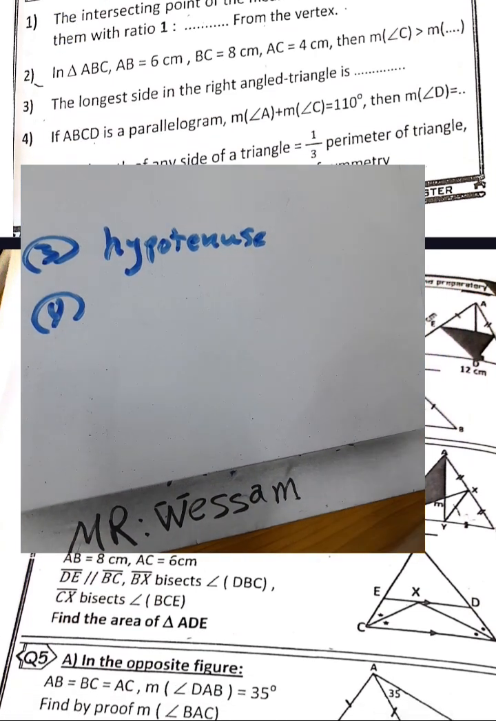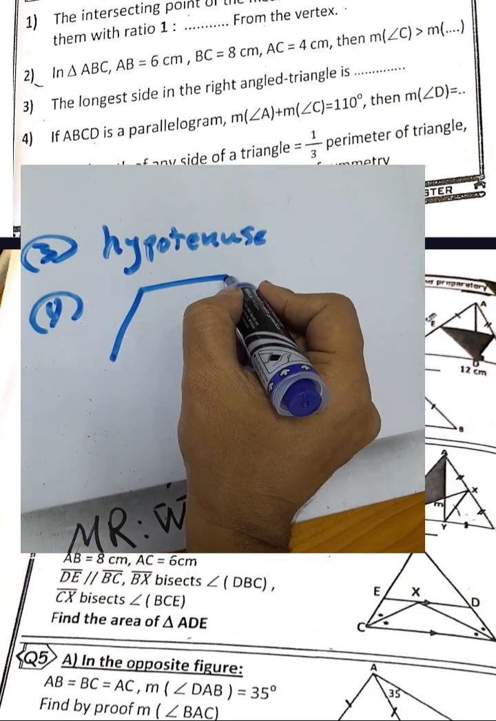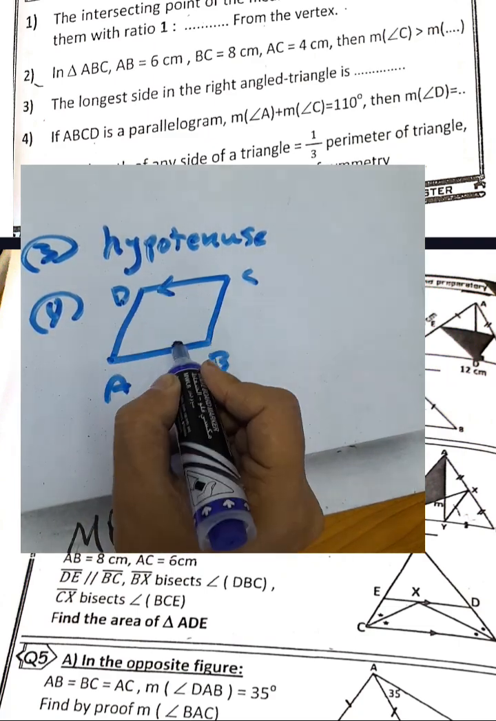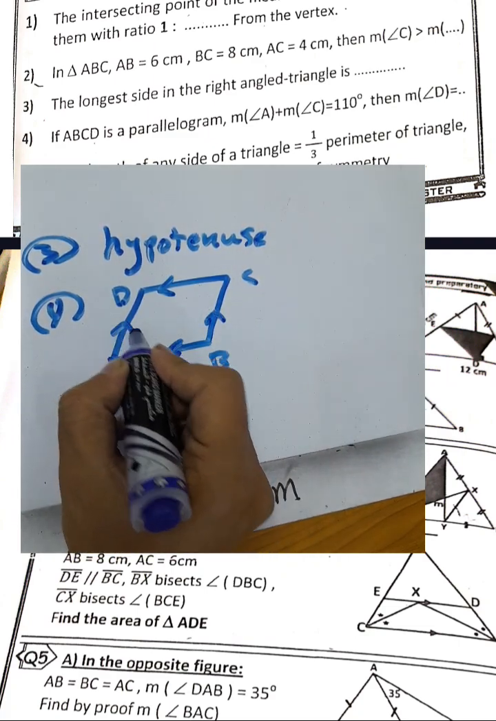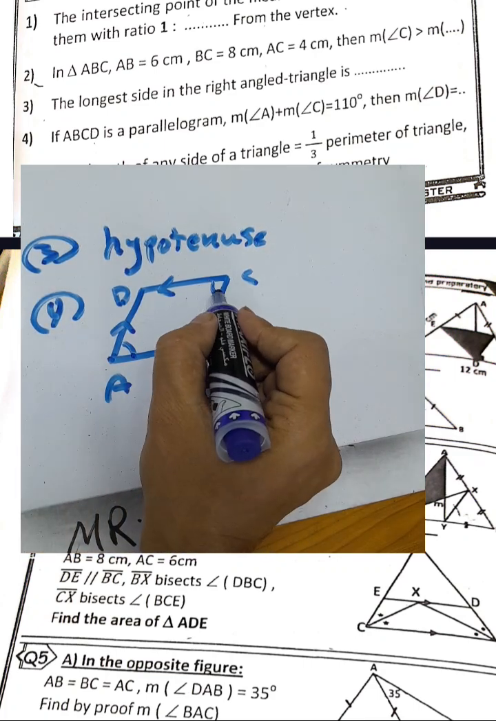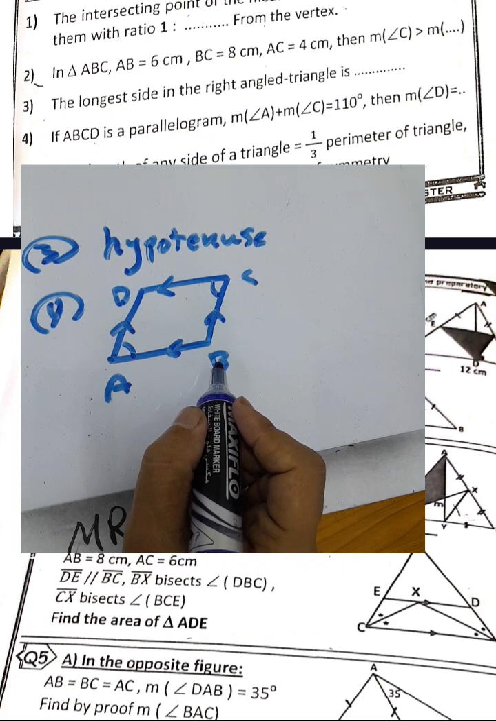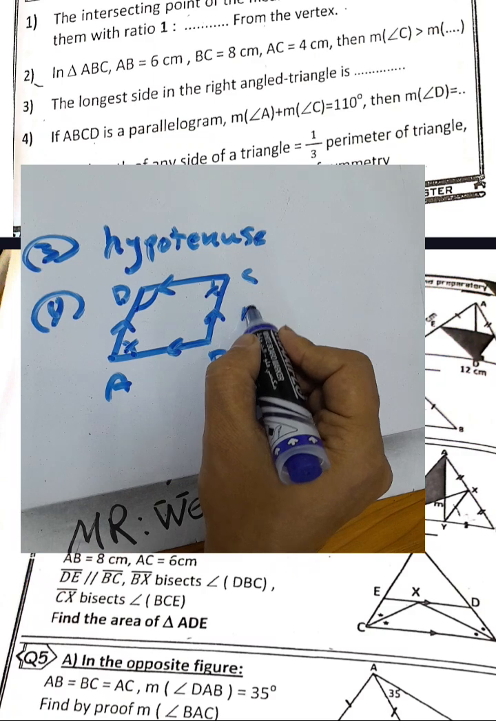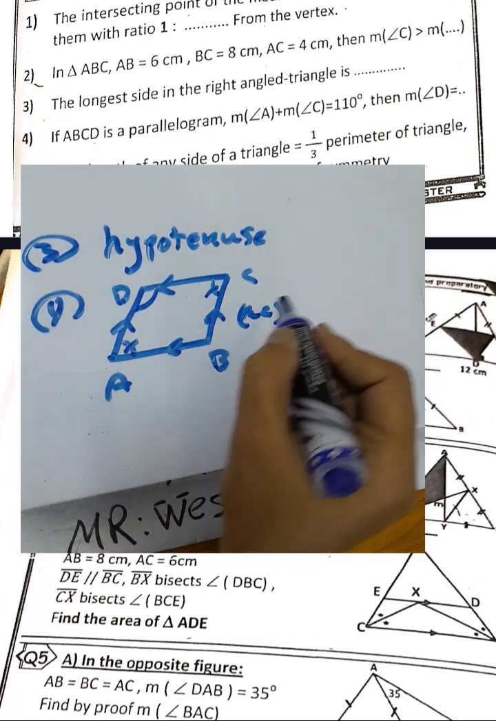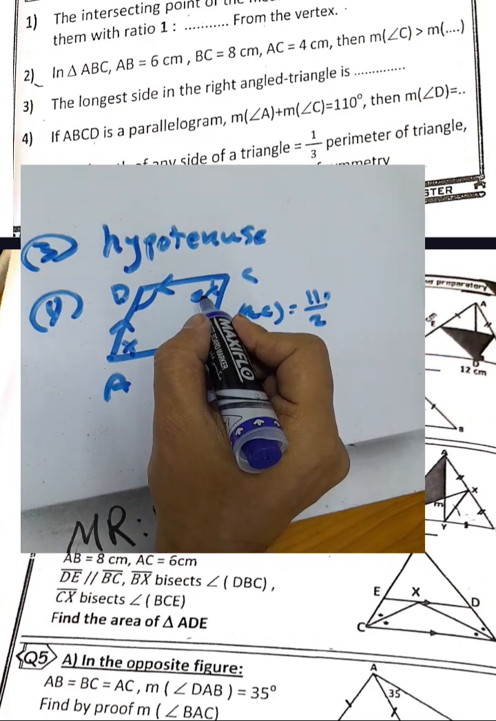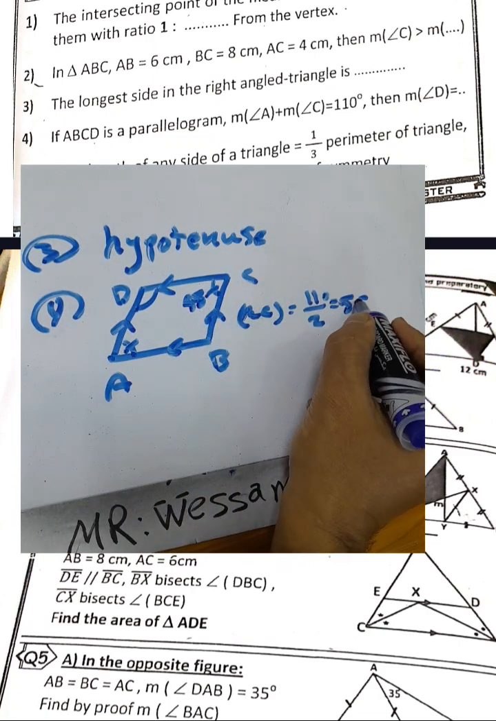Question number 4. If EPCD is a parallelogram, we have here a parallelogram. Measure of angle A plus measure of angle C equals 110. Then measure of angle C will be equal to measure of angle A, which will be 110 divided by 2 because the sum of them equals 110. Then the measure here will be 55.